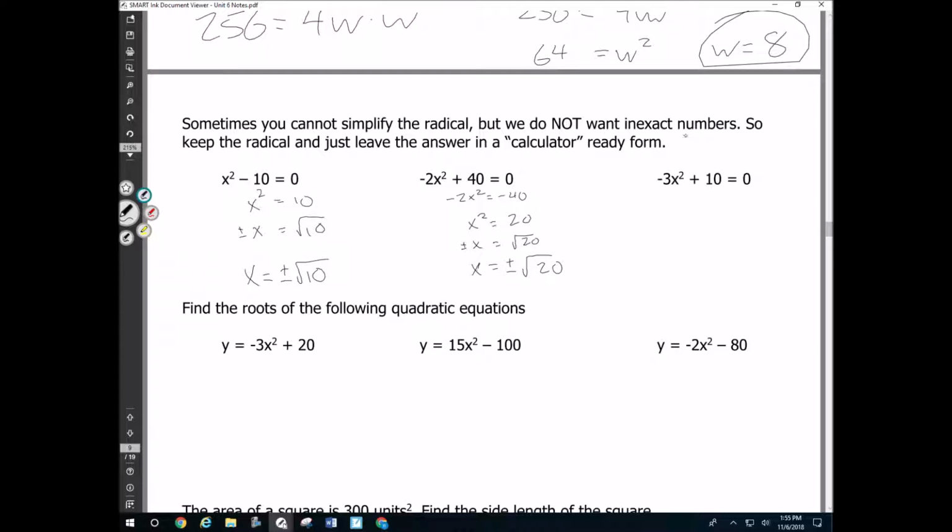Next one, I end up with a fraction. I subtract 10. Divide by negative 3, I get x equals positive 10 thirds. Square root both sides, plus or minus x equals square root of 10 over 3. Just going to leave it like that. X is equal to plus or minus root 10 thirds.